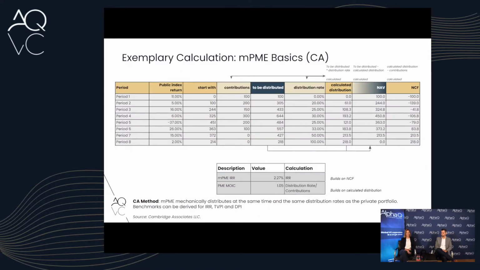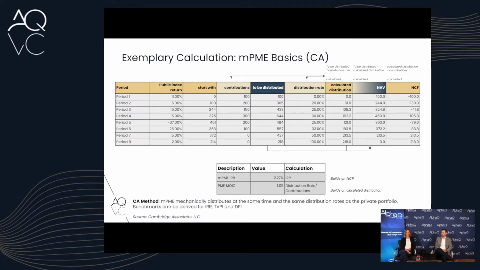So how it technically works, and we would really like to encourage you, in case you are interested to understand the MPME method a bit more, to really go on the website of Cambridge Associates, because this is where you will find an in-depth explanation of how the method works.